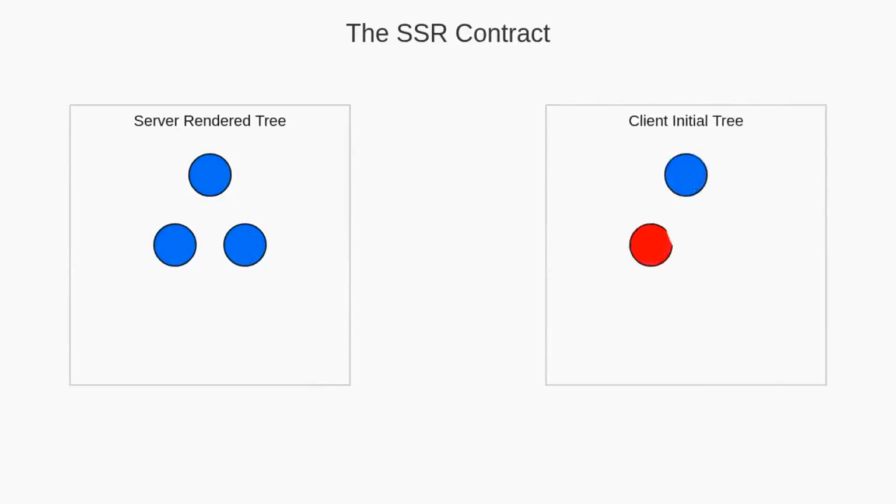Here is the golden rule. The HTML generated on the server must exactly match the HTML that React generates on its first pass in the browser. If the server says a button is blue, but the client thinks it should be red, React gets confused. It expects to find a specific structure, and when it doesn't, it warns you that the trees have diverged. This is the root of almost every hydration error.